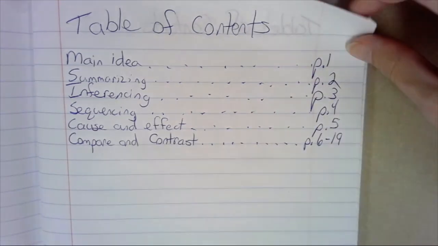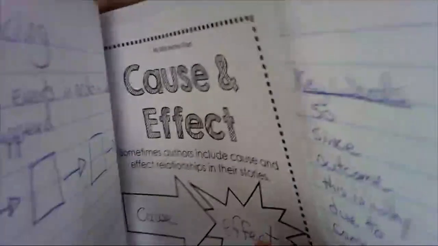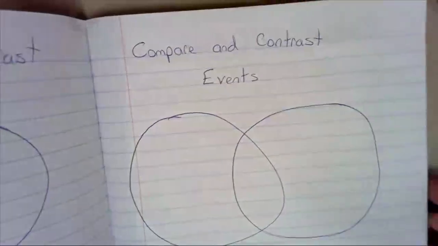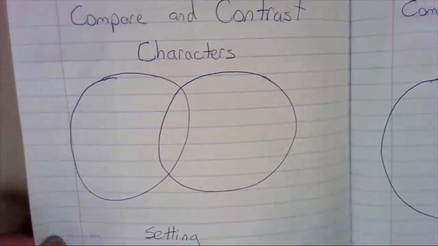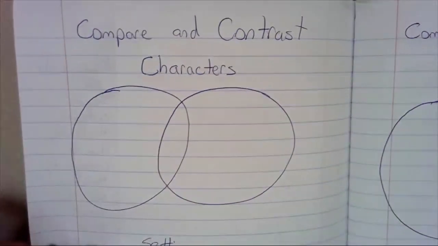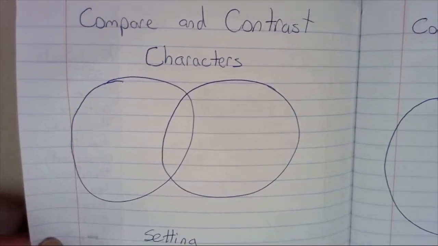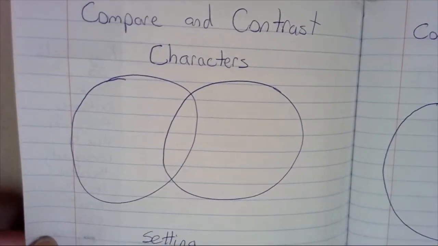So after you write that in your table of contents, you're going to turn to page 6. Turn to page 6. You're going to write compare and contrast at the top. Make sure you write page 6 at the bottom. And then you're going to write characters with 2 circles.